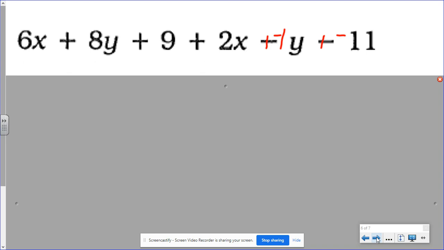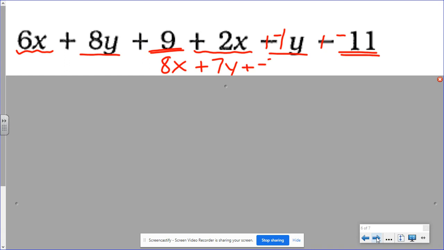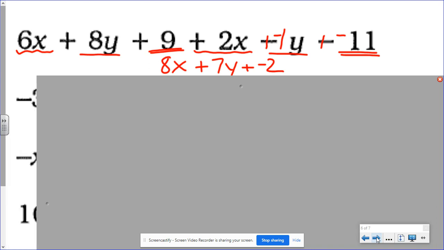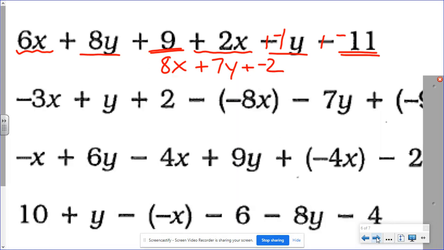When I have more than one kind of variable, I want to go alphabetically. X's come before y's, so let's take care of our x's. 6x plus 2x, that's 8x. And then 8y and negative 1y, that's going to be positive 7y. And 9 plus a negative 11 is a negative 2. Or that could have just been subtracting 2. I do, like I said, have some other problems there, but I think that by now you guys, I'm hoping, are feeling pretty good with this.